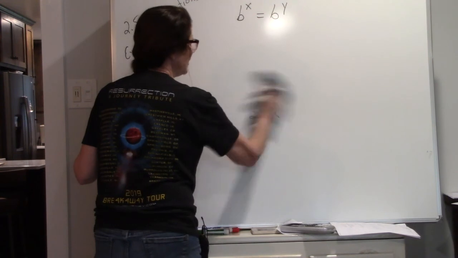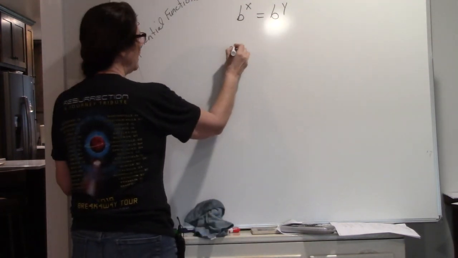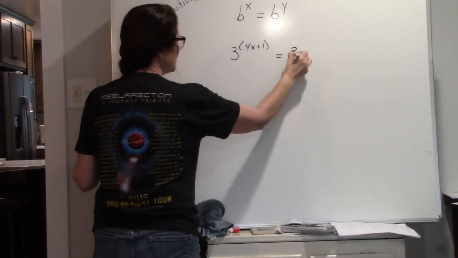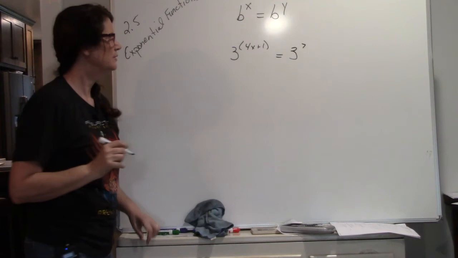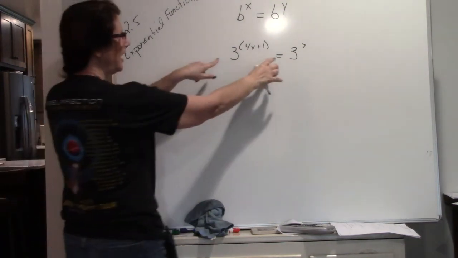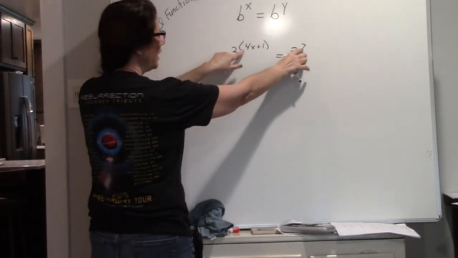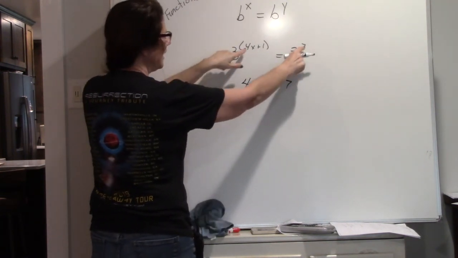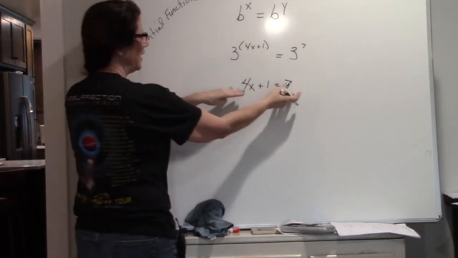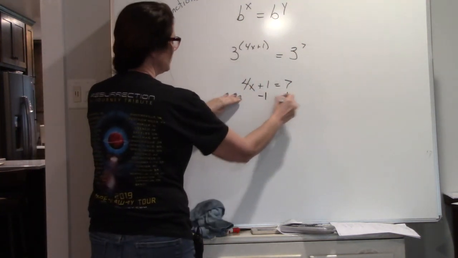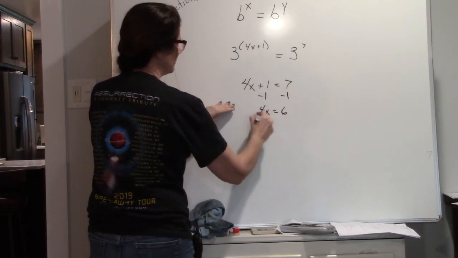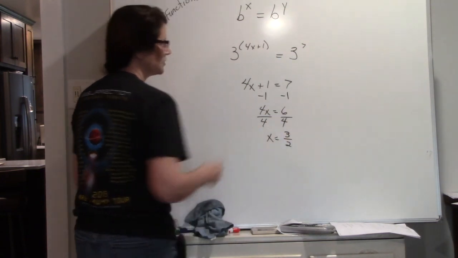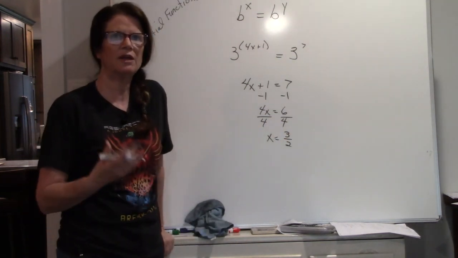All right? Now, that same premise goes if I had 3 to the 4x plus 1 is the same as 3 to the 7th power. The minute I see that my bases are the same, all I have to do is deal with my exponents. If the bases are the same, the exponents have to be the same. So I bring my exponent down, and now I'm just going to solve my two-step equation. So x is going to equal 3 halves. So 6/4, I just divided both top and bottom by 2, and I get 3 halves.